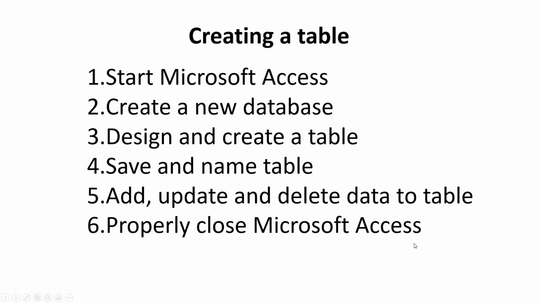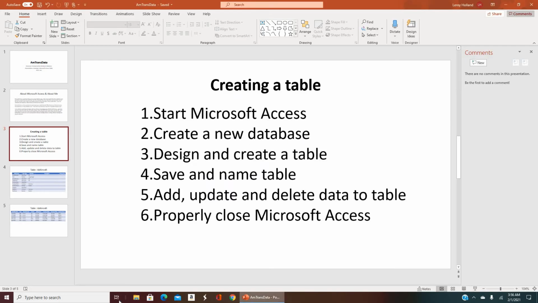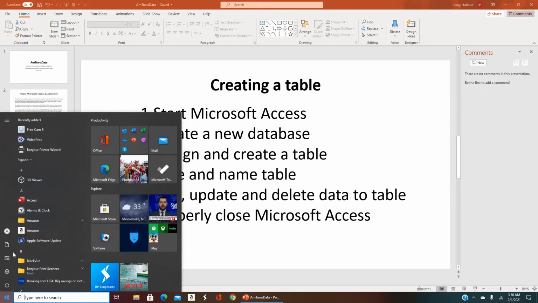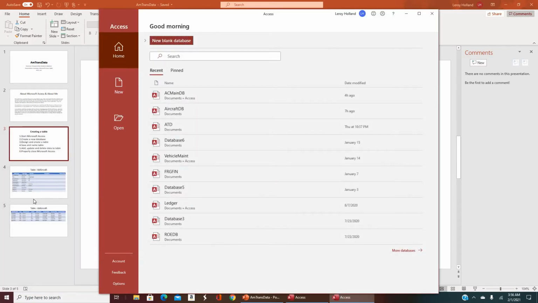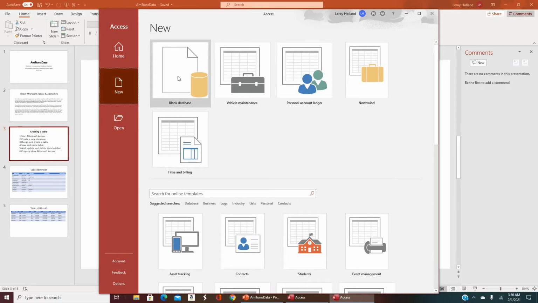So let's go ahead and get started. We're going to start Microsoft Access, and then we'll create a new database, and then we'll create a table. So to start Microsoft Access, we'll just come here and we'll go to Start, and we'll just click on Access. And when we get here, we're going to just come down here to New, and then we're going to choose Blank Database.